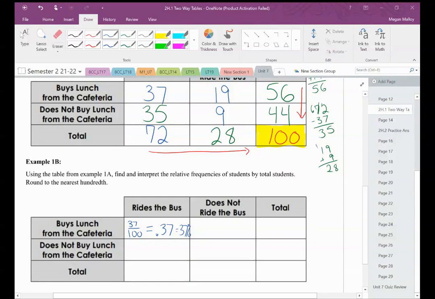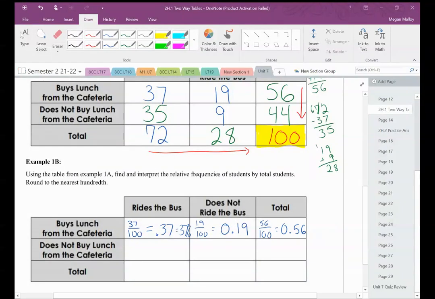Okay, so students who do not ride the bus but buy lunch, that's 19 out of 100 students, so that would be 0.19. And then the total, we have 56 out of 100 students, that would be 0.56. I don't really have to worry about simplifying my fraction because I ultimately want it in a decimal, and a simplified fraction doesn't necessarily make that easy to do. So keeping it out of 100 actually makes our lives a little simpler.